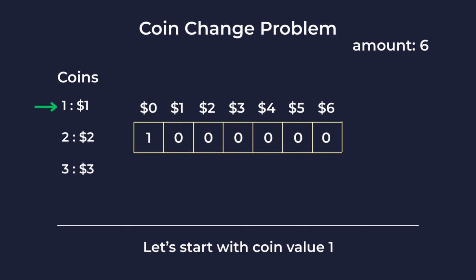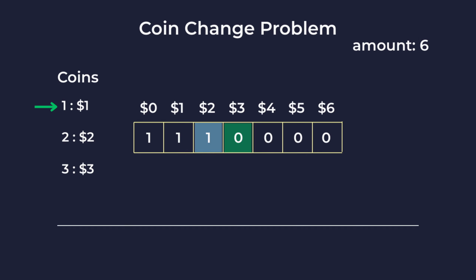Let's check the coin value 1. For amount 1, we look back one step and add it to the current value, so it becomes 1. For amount 2, we look back one step again and add it. We keep repeating this process for the rest of the amounts.